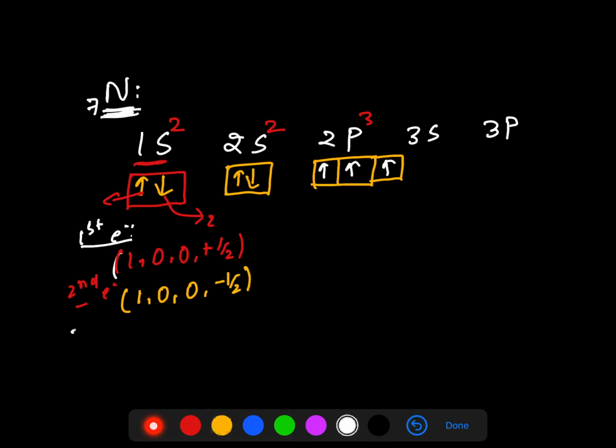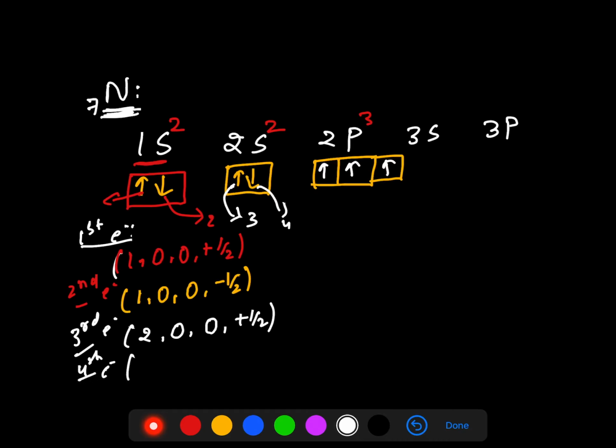Now, for the third electron, which is this one. The third electron is in the second shell, so n is 2, s subshell, L is 0, s orbital, m is 0, but with the clockwise spin, so plus half. Fourth electron, this is the fourth electron. For this, second shell, s subshell, s orbital, anti-clockwise spin, minus half.